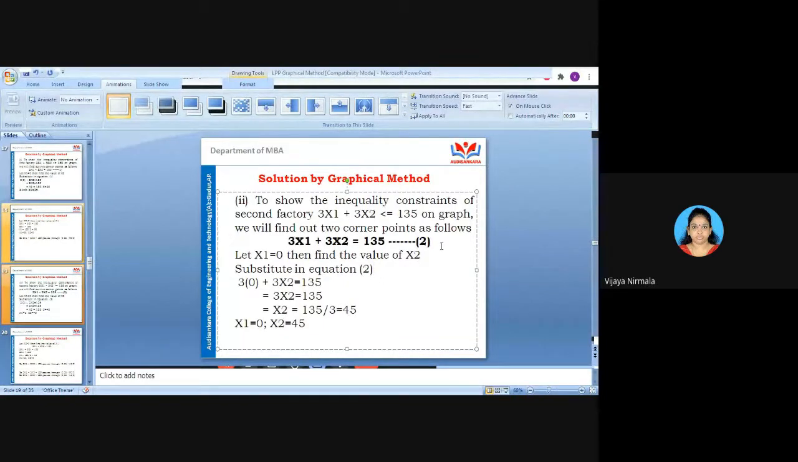In the same equation, like you wrote in the previous one, let x1 is equal to 0, then find the value of x2. Substitute in equation 2. So 3 into 0 plus 3x2 is equal to 135. 3 into 0 is 0, so 3x2 is equal to 135. x2 is equal to 135 by 3, that is equal to 45. So if x1 value is 0, then x2 value is 45.